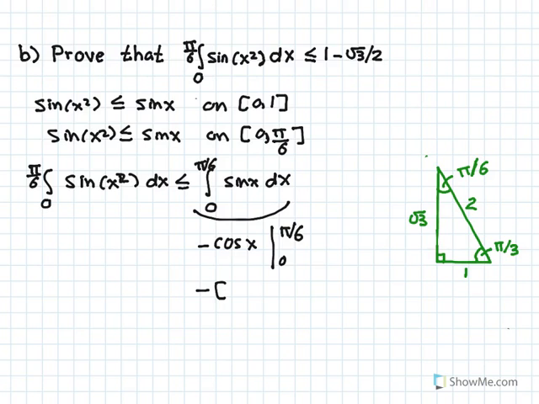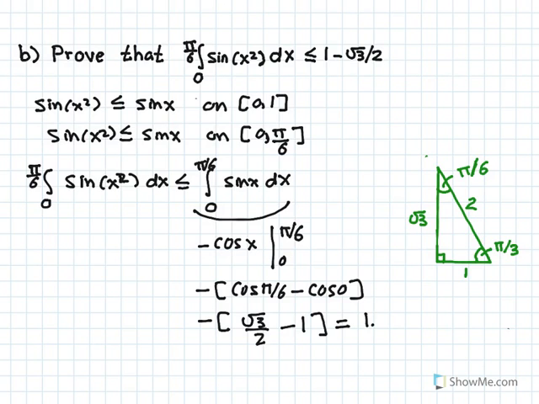We get minus cos of pi over 6 minus minus cos of 0. Cos of pi over 6, from the diagram to the right, is adjacent over hypotenuse. That would be root 3 over 2. Cos of 0 is 1. Let's rewrite this as 1 minus root 3 over 2. This is an upper estimate for the integral from 0 to pi over 6 of sine of x squared dx.